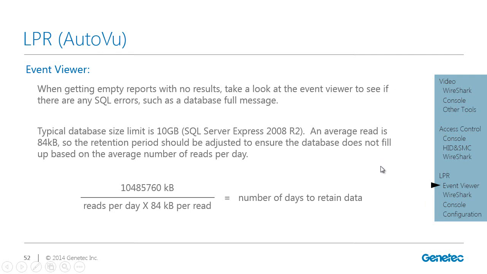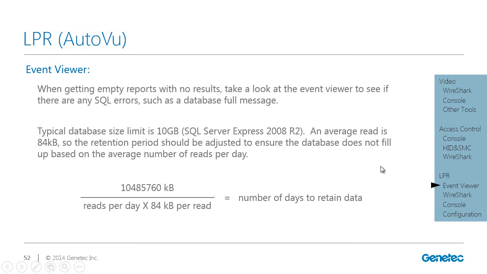Starting with the event viewer, we can take a look at the event logs on the server. If you're taking a look at your reports and they have no results, you may have a problem with your SQL server. Take a look in the event viewer for any SQL errors, such as a message indicating that the database is full. This is a pretty common problem and something that is easy to check for.